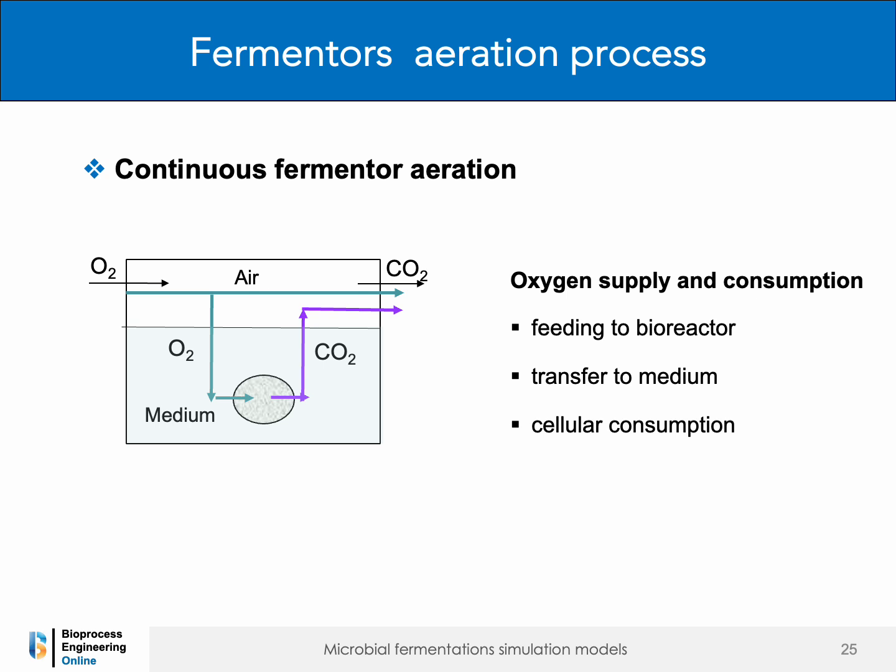First, oxygen is introduced into the fermenter through the inlet air system. Next, a portion of the oxygen transfers from the air phase into the liquid medium. Finally, the cells present in the medium consume the dissolved oxygen for metabolic activities.